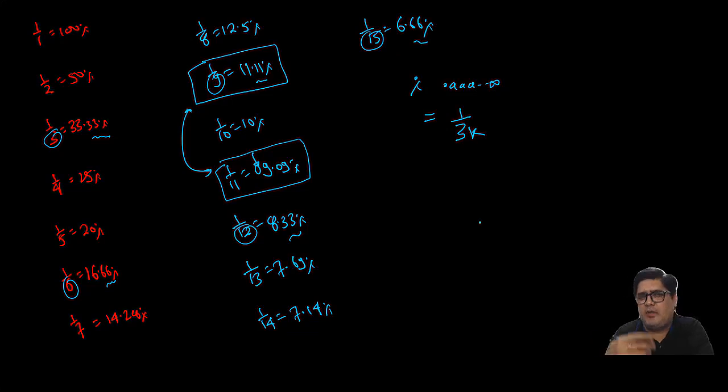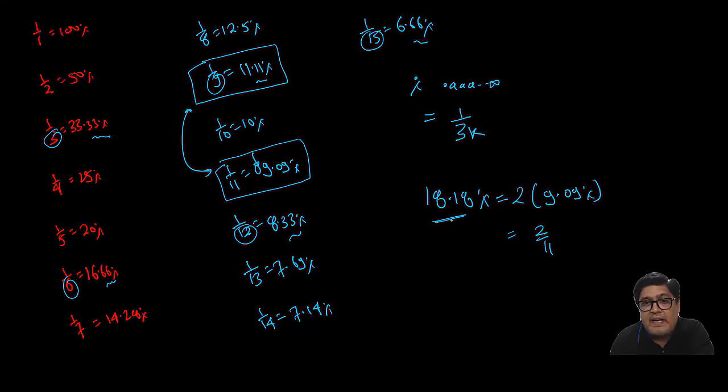Let us say I'm looking for 18.18%. I need it somewhere in some calculation. Can I say that looks like a double of 9.09? What is 9.09? 1 by 11. So that is basically 2 by 11. Whenever there is a multiple of 9, the denominator is 11.